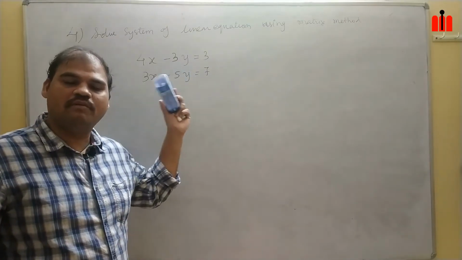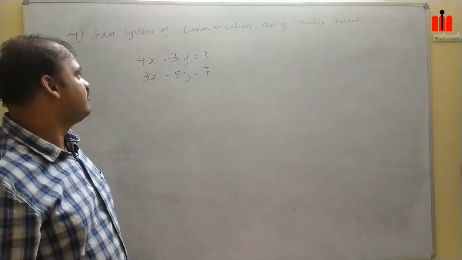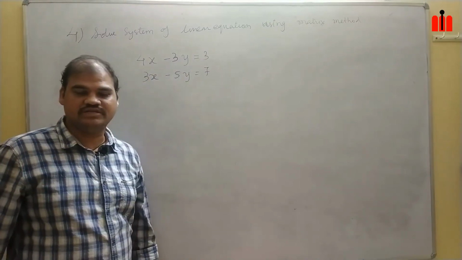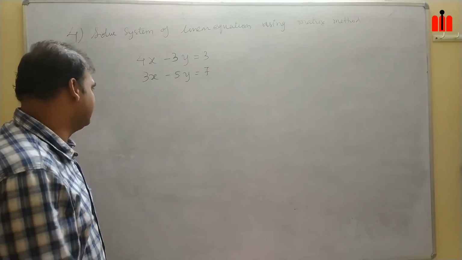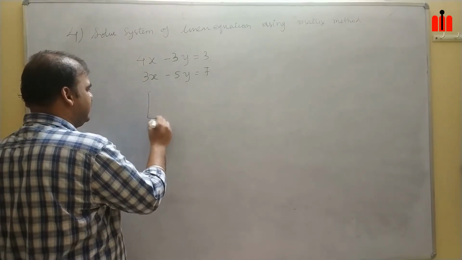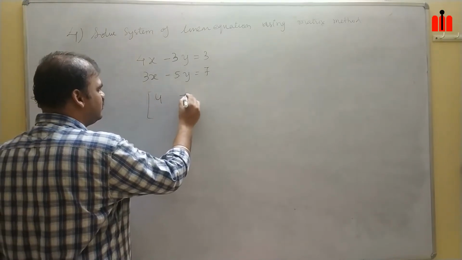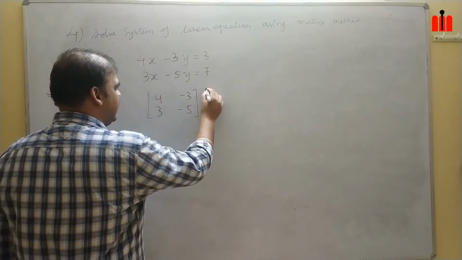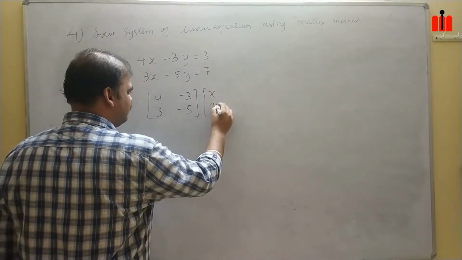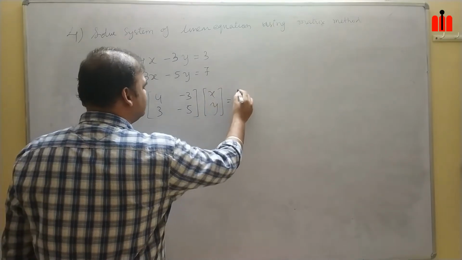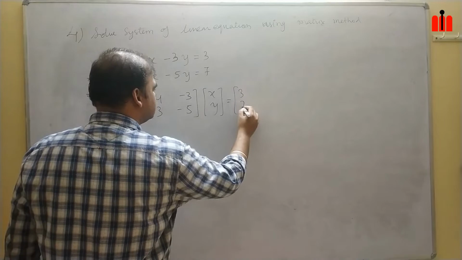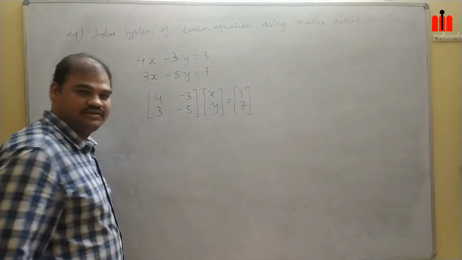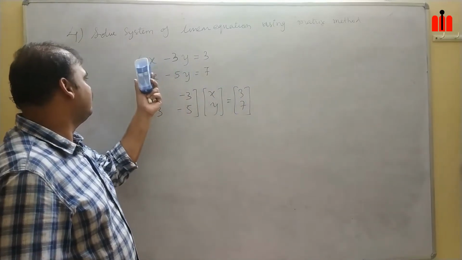Let's move on to problem number 4. Again we have to solve the system of equations using the matrix method. So what will be my A? A will be [4, -3; 3, -5]. The X matrix will be [x; y], equal to [3; 7]. Right? 3 and 7.